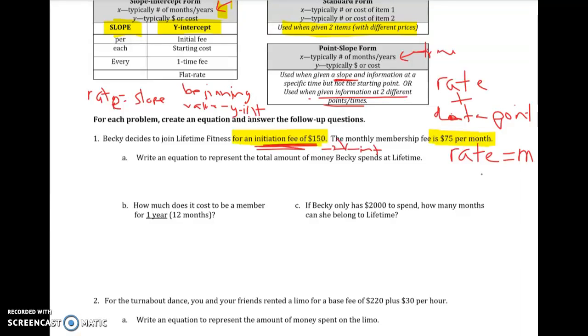So right away I can write this nice easy equation: y equals 75x plus 150, because 75 is my slope. Now when I do this, it's a word problem. We've done this in the past. You have to define your variables. So I've got to say x equals number of months, and y equals total cost.